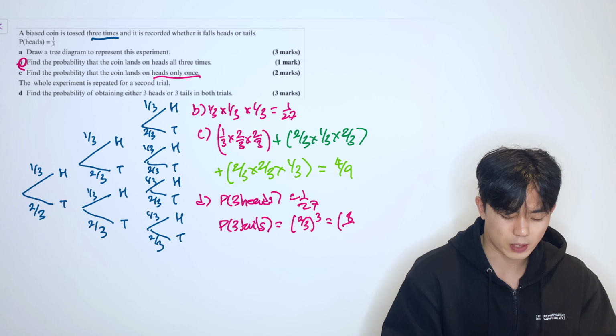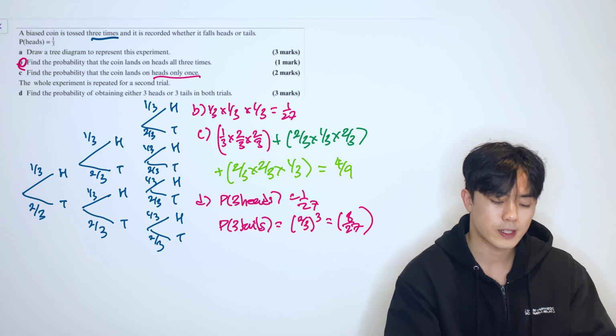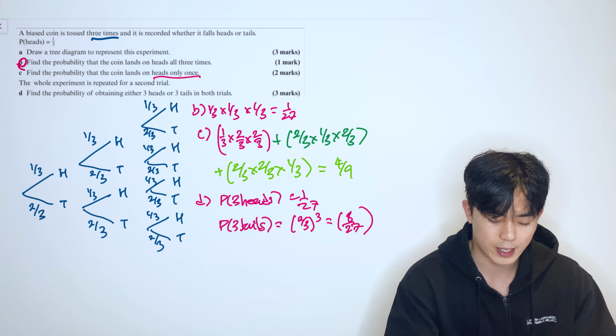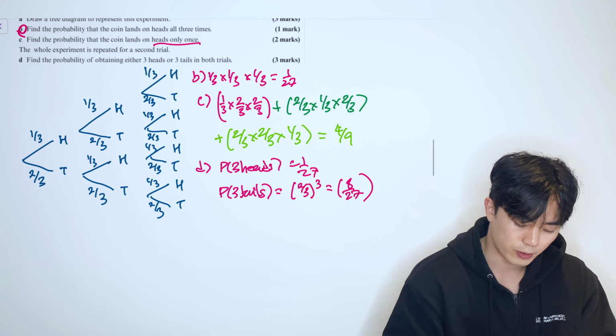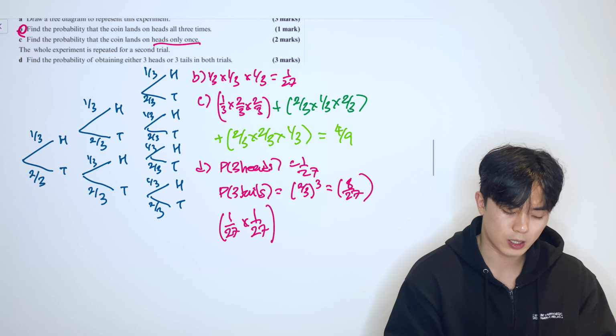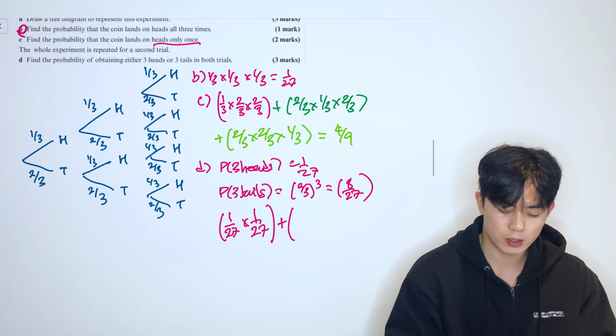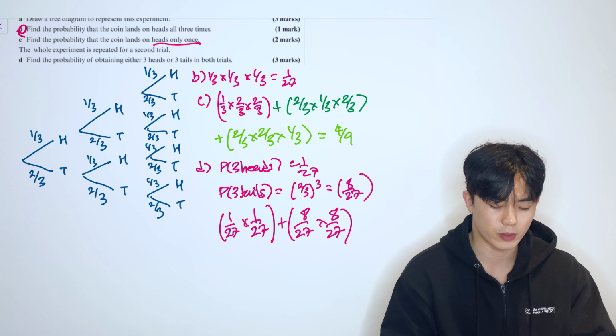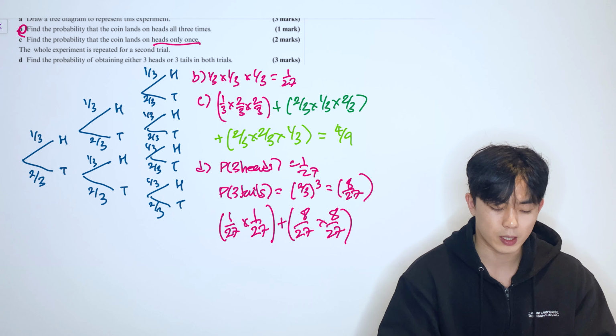Now they're saying in the first trial, he's going to obtain 3 heads, and then 3 heads again in the second one, right? So therefore, the probability will be 1 over 27 times 1 over 27, like this. Or he can get 3 tails in the first trial, and then 3 tails again in the second one. So 8 over 27 times 8 over 27, and we're going to add them together.